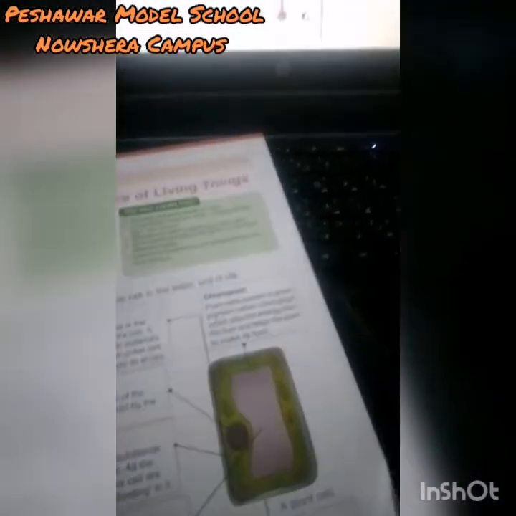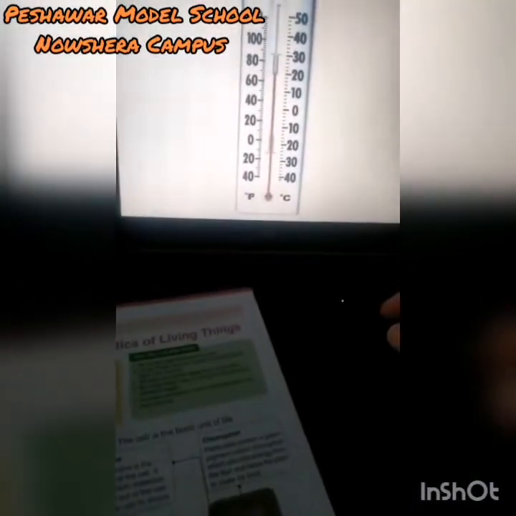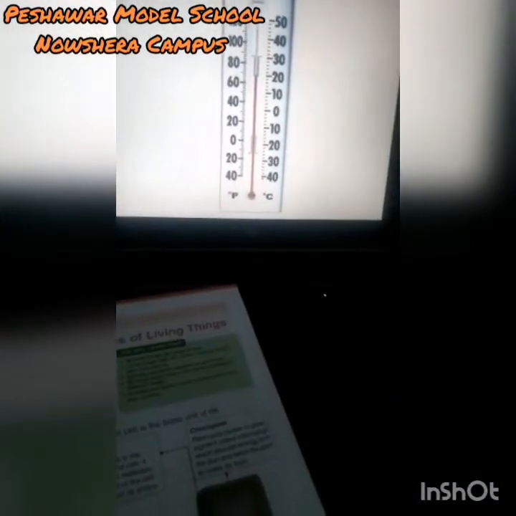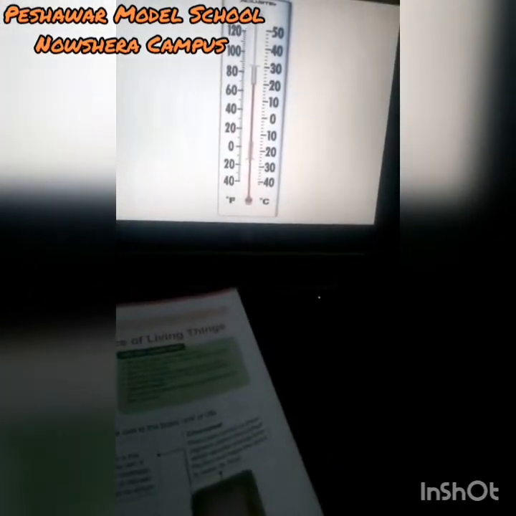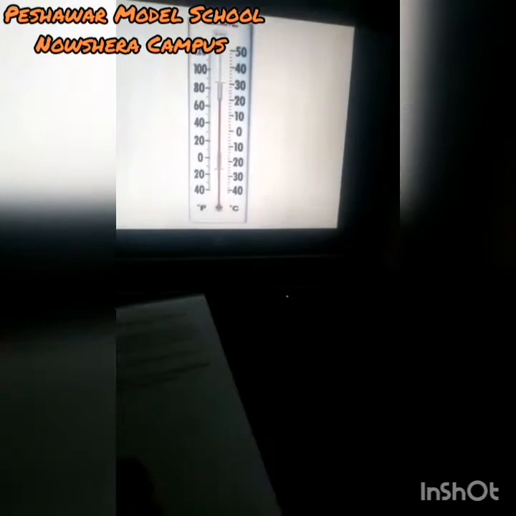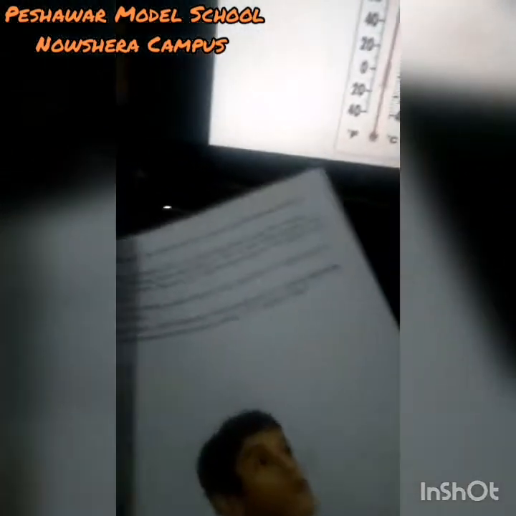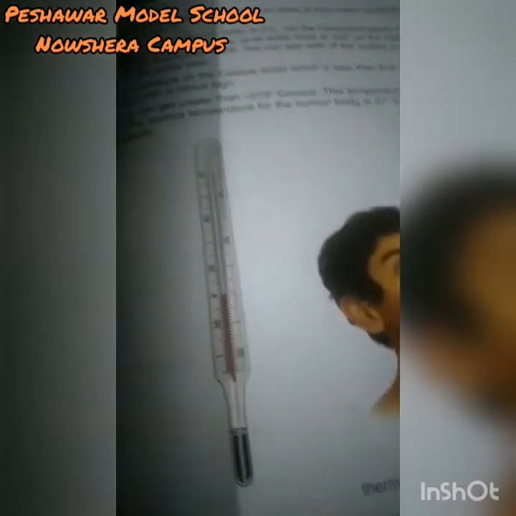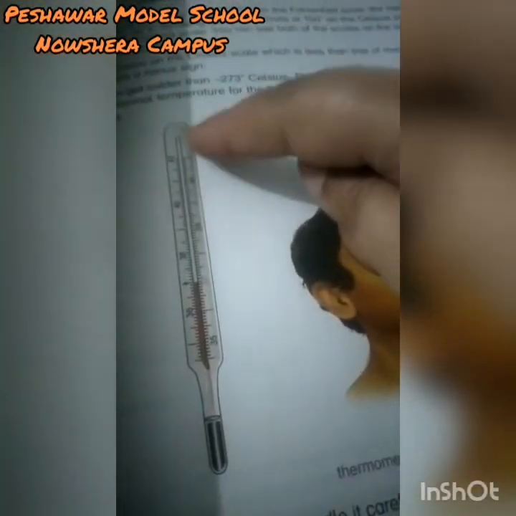The next diagram is of a thermometer. You can see a thermometer. Now it's in your book, the diagram is on page 79. Here it is on page 79. This is a diagram of a thermometer.